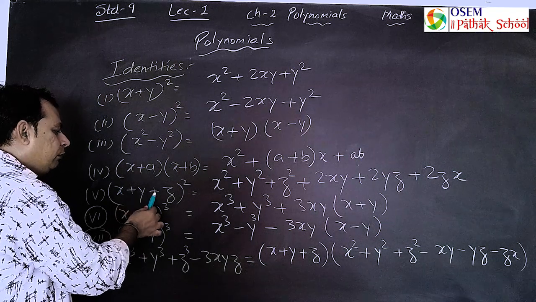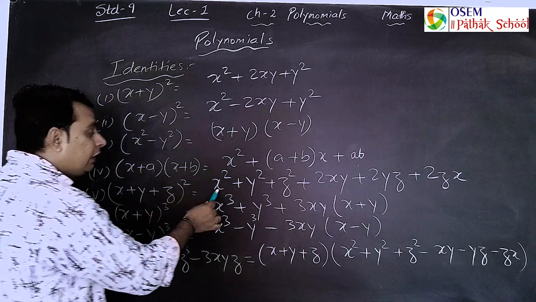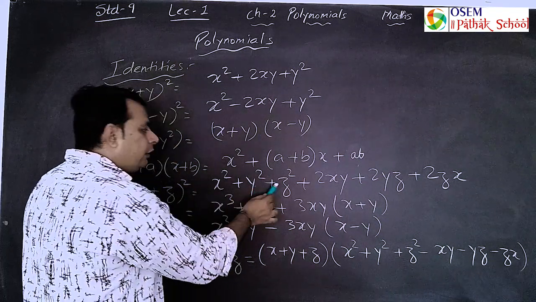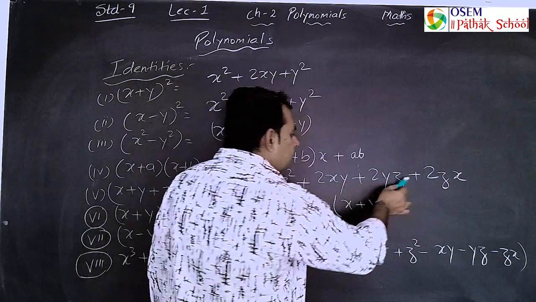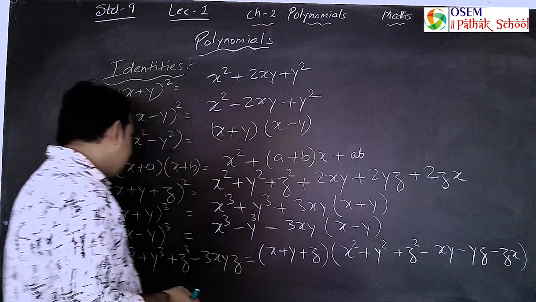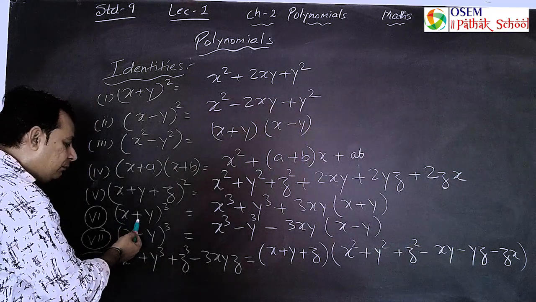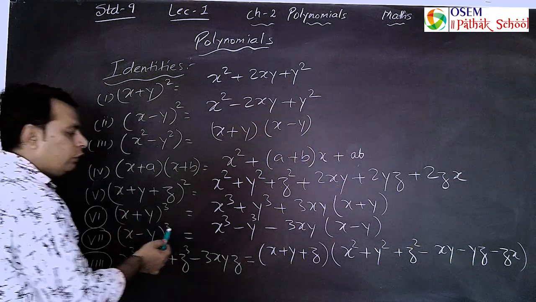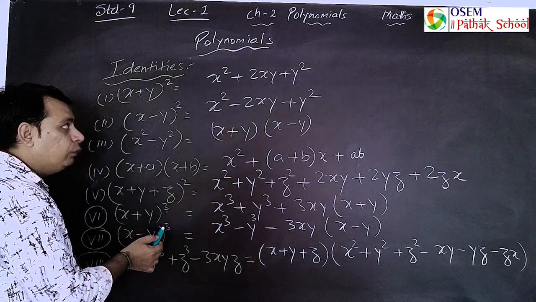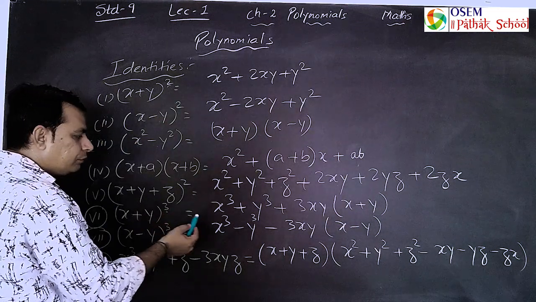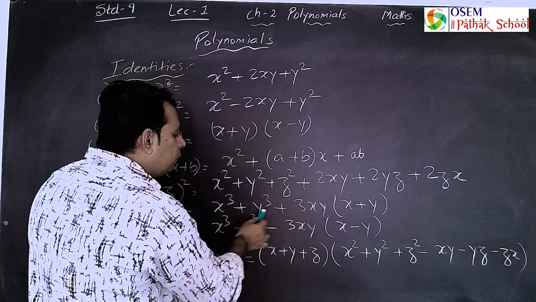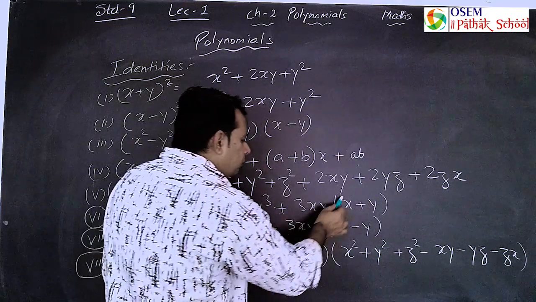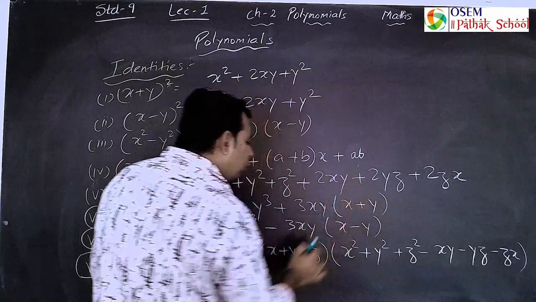(x + y + z)² is x² + y² + z² + 2xy + 2yz + 2zx. The sixth identity is (x + y)³. So it is the identity of a cube. It is a square but it is a cube. The identity's formula is x³ + y³ + 3xy(x + y).